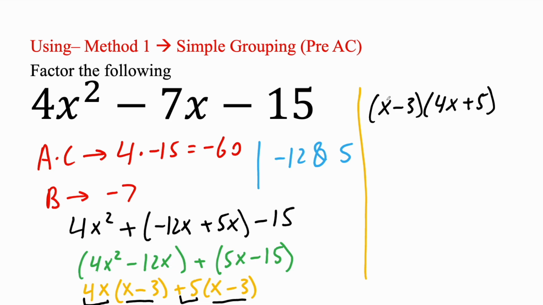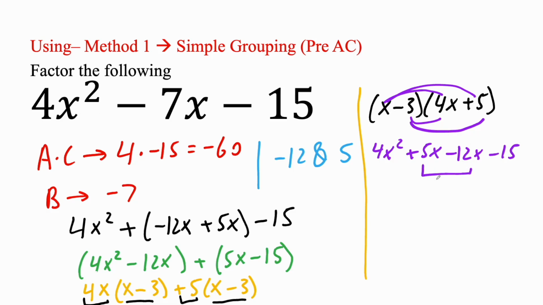But if you want to check, we can. X times 4x is 4x squared. X times 5 is 5x. Negative 3 times 4x is negative 12x. And negative 3 times 5 is negative 15. So 4x squared, it matches. Negative 15, it matches. And 5x minus 12x is negative 7x. And so it matches. And that's all we need to do for this problem.